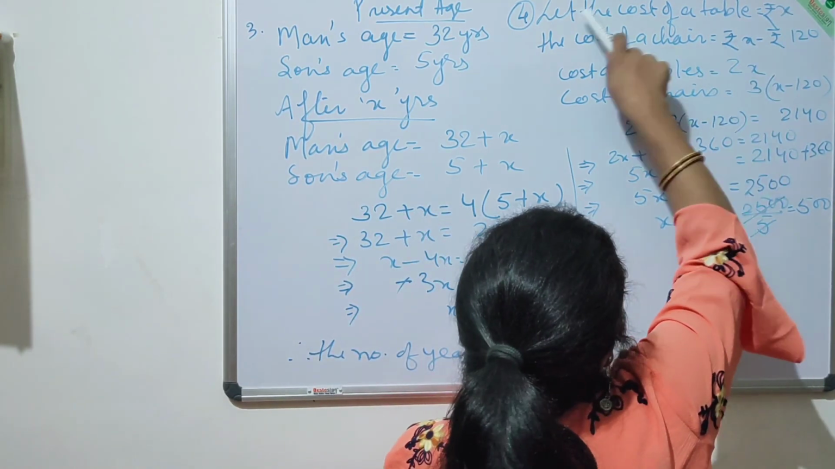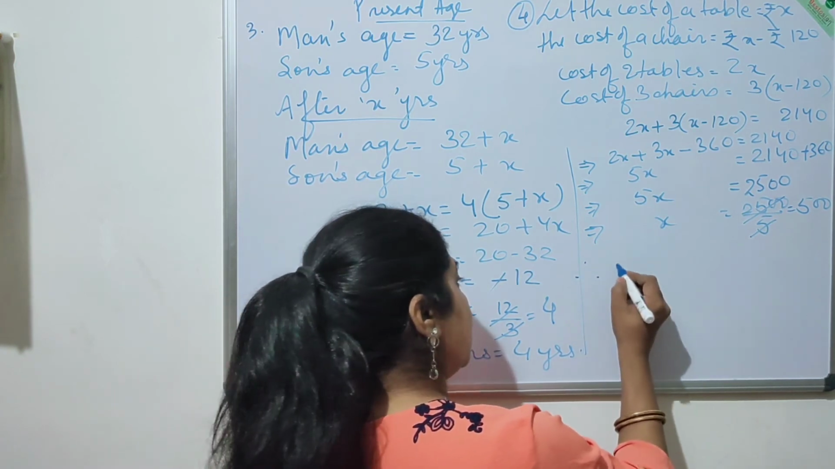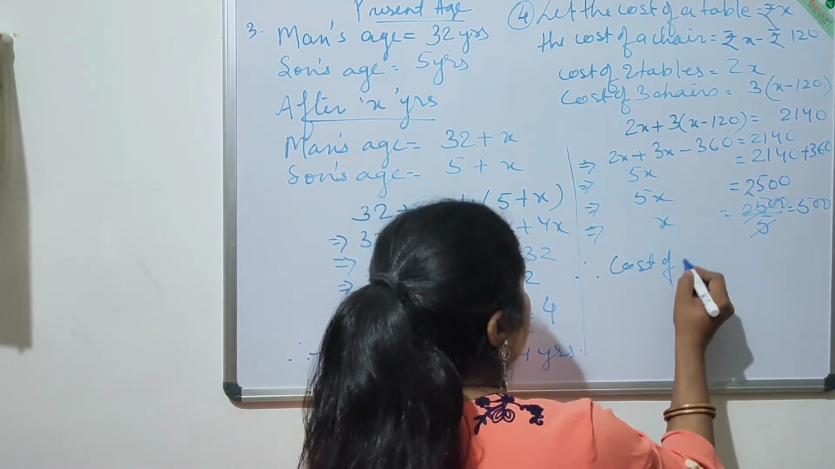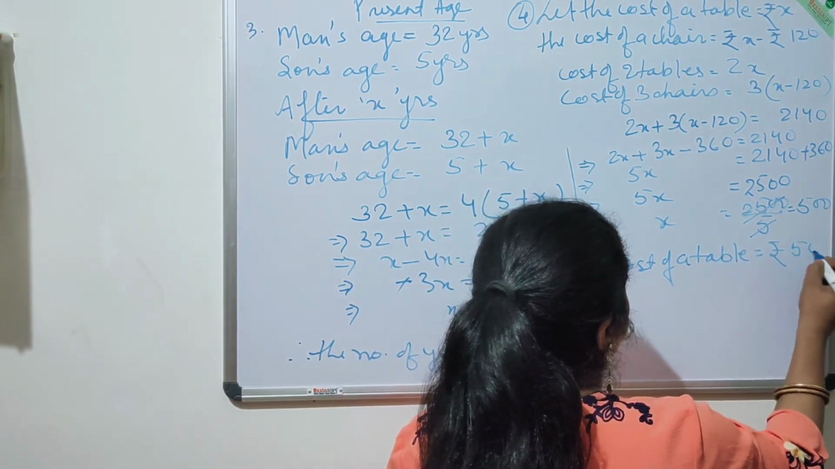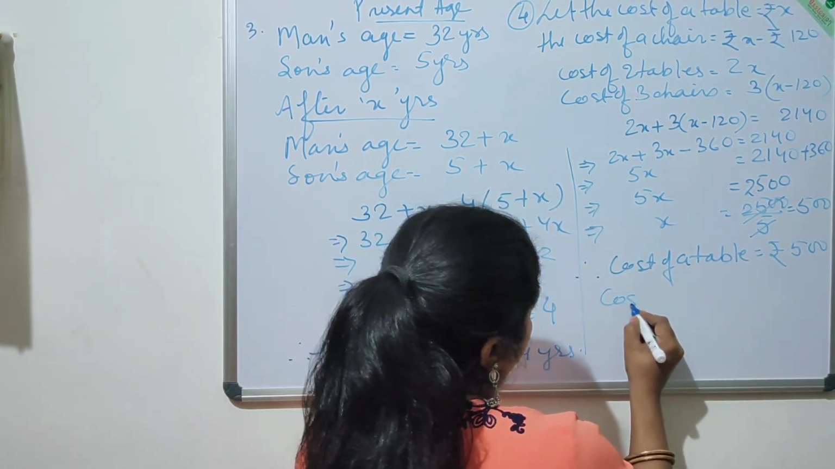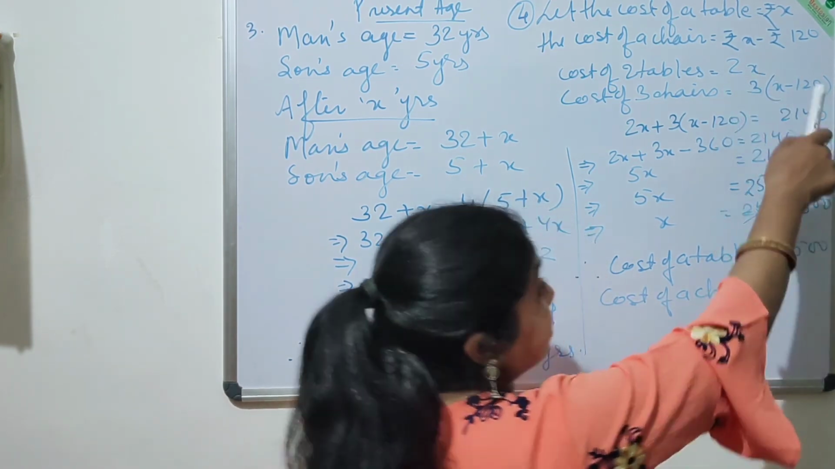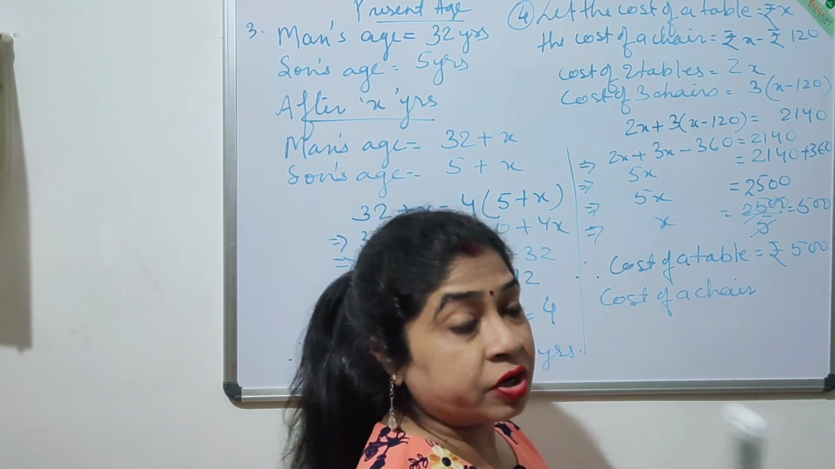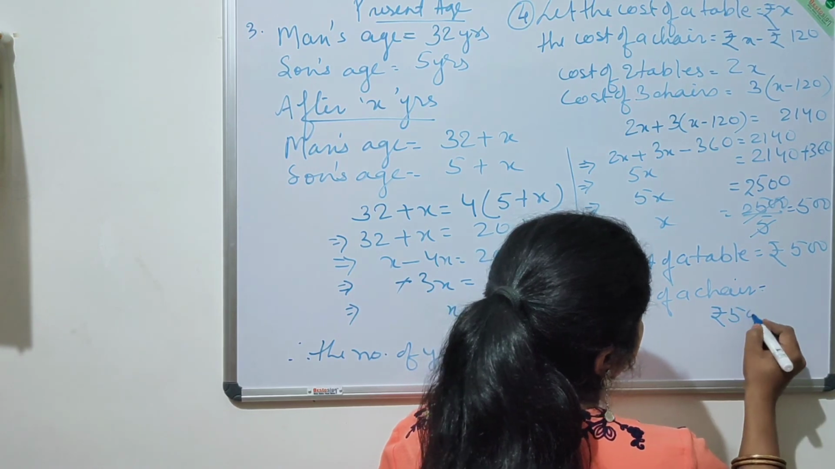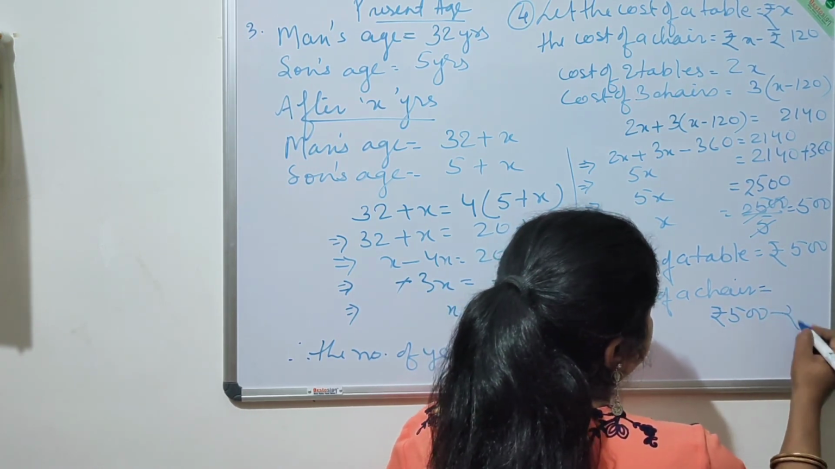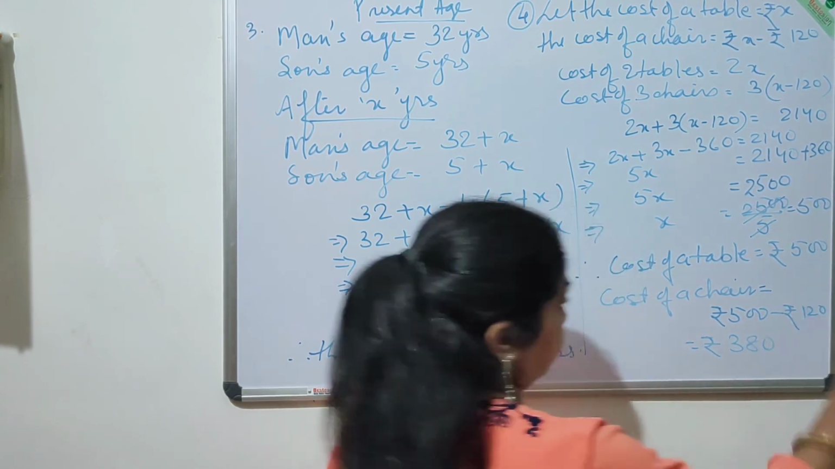So what is x? Here x is rupees, x is the cost of a table. Therefore, the cost of a table is rupees 500, and the cost of a chair, how much is it? 120 rupees less than the cost of the table. That means it is rupees 500 minus rupees 120, that is rupees 380.